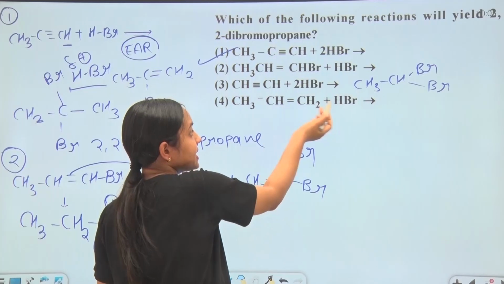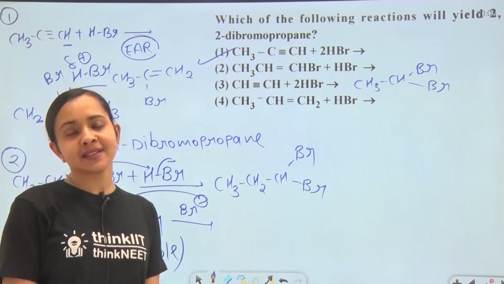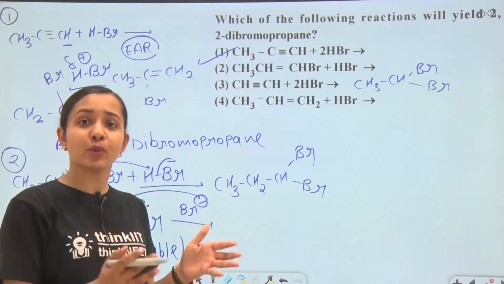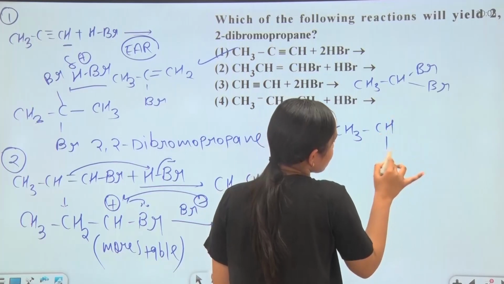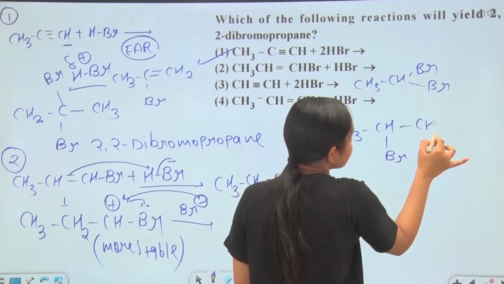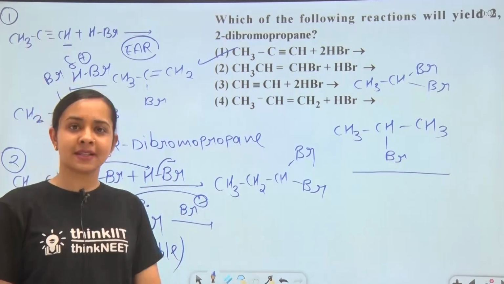Here is an alkene, and the alkene will react with HBr following the Markovnikov rule, and the Markovnikov rule says that the electrophile will go to that carbon atom which has the greater number of hydrogens. So we will obtain CH3CHBrCH3. This is 2-bromopropane, right? So option 1 is the correct answer.